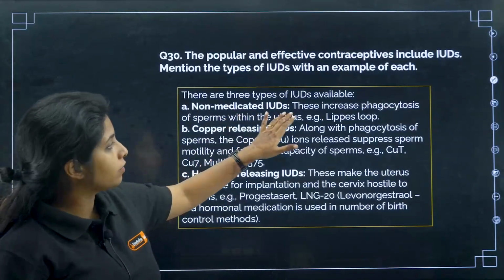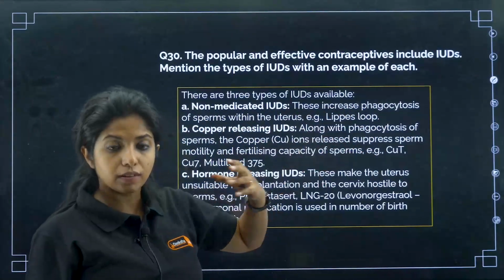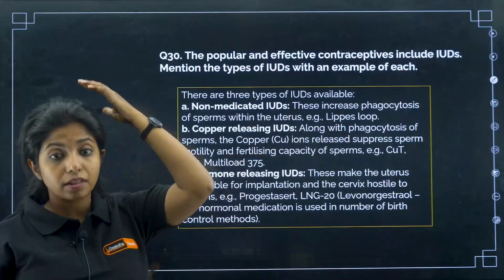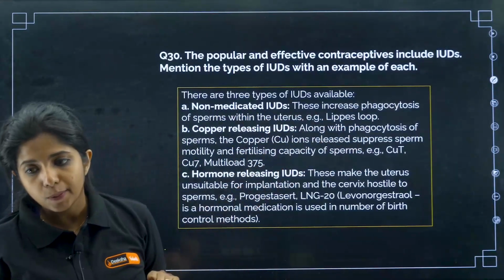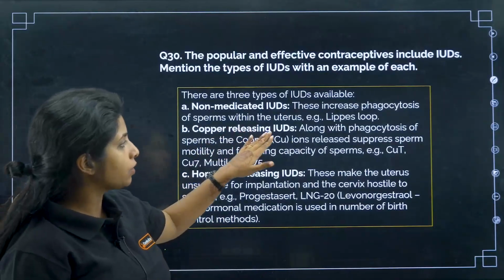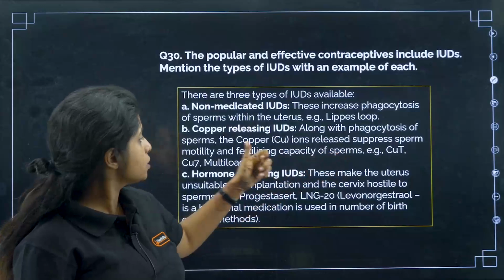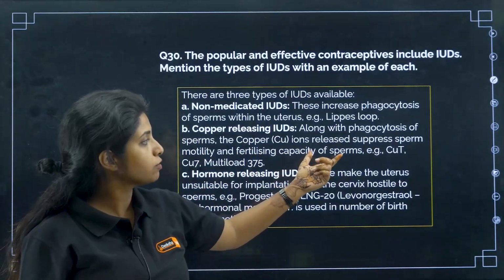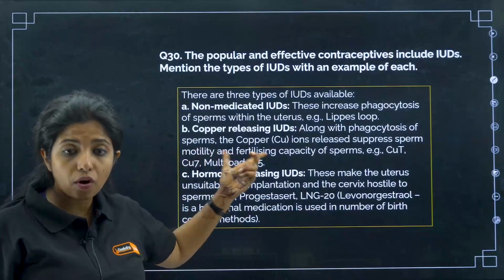So, non-medicated IUDs, these increase phagocytosis of sperms within the uterus. So, all the sperms which are there, they will be killed because obviously they are thought to be really foreign. Example is Lippes loop. Next, we have copper releasing IUDs. Along with phagocytosis of sperms, the copper is released, which suppresses sperm motility and fertilizing capacity of sperms. Example CuT, Cu7, Multiload 375, you have to remember all of these names.